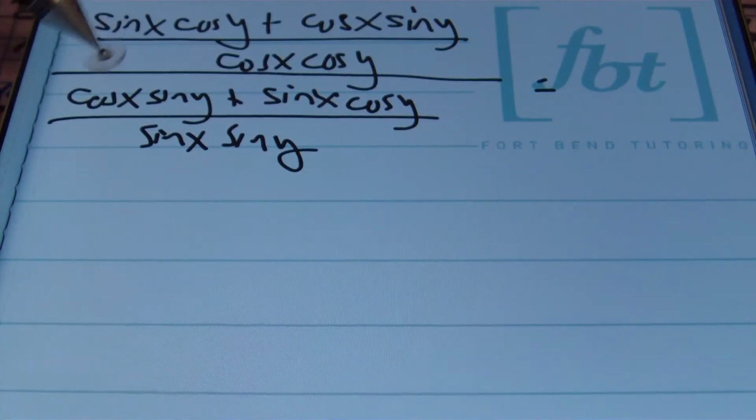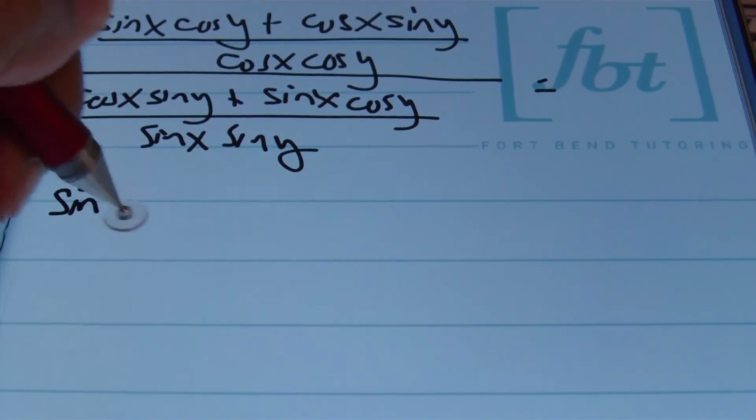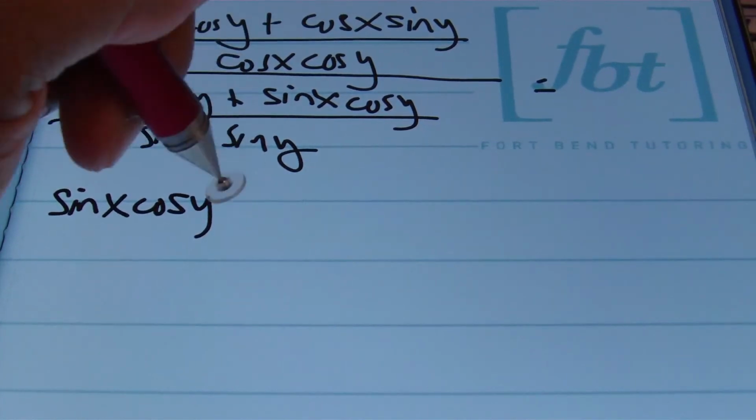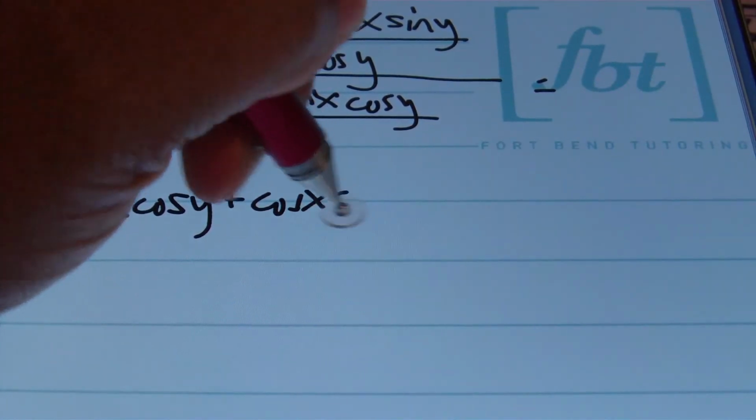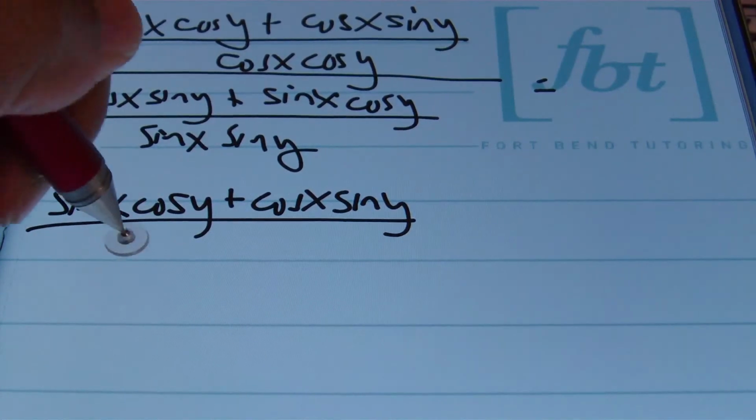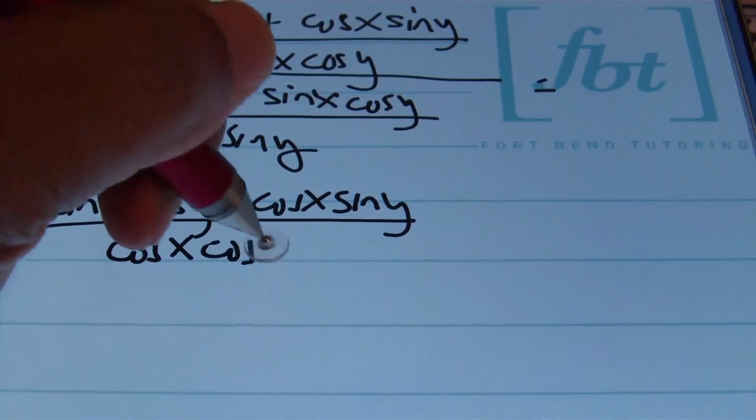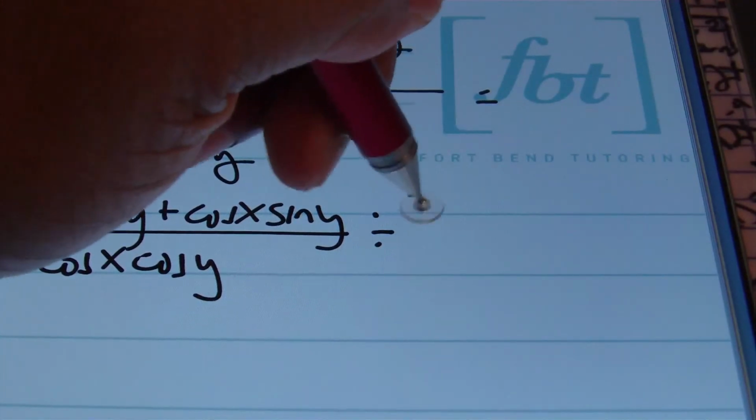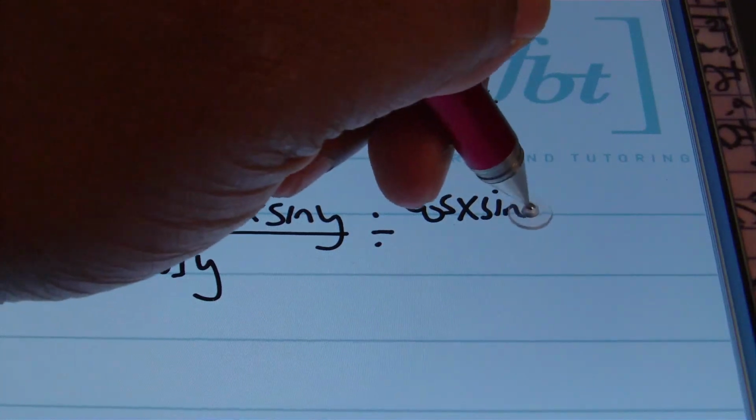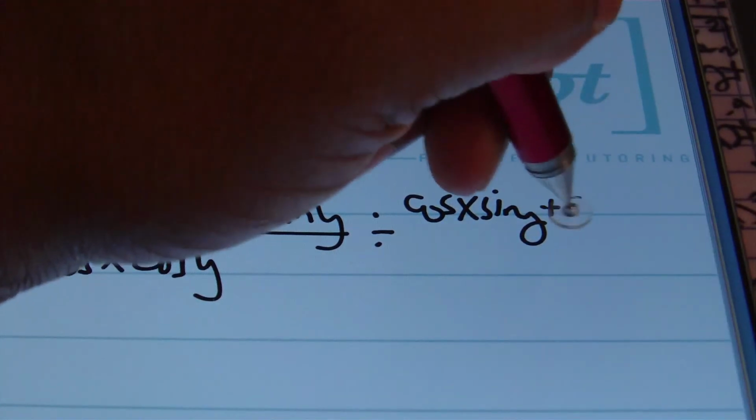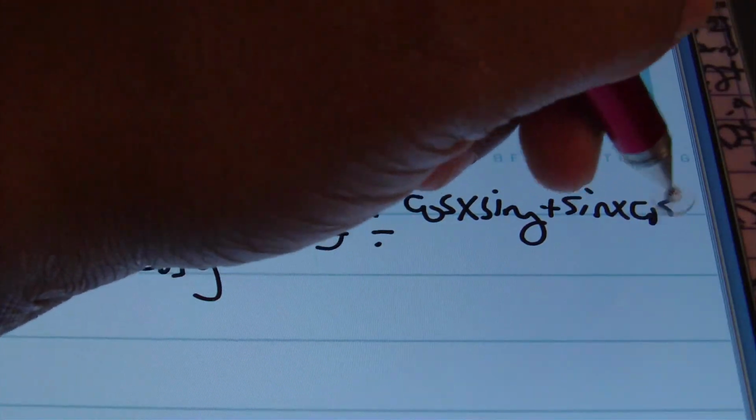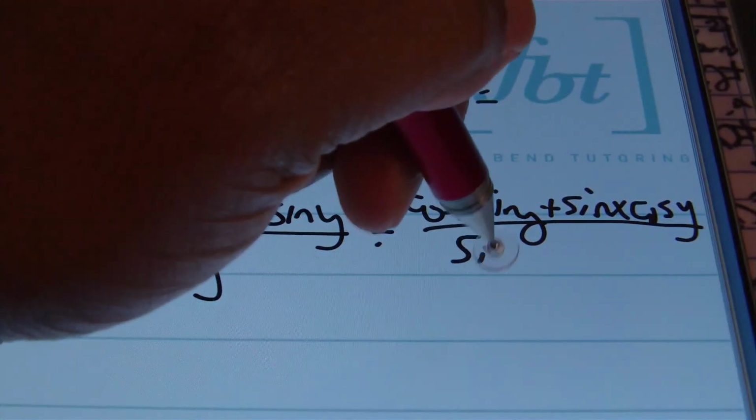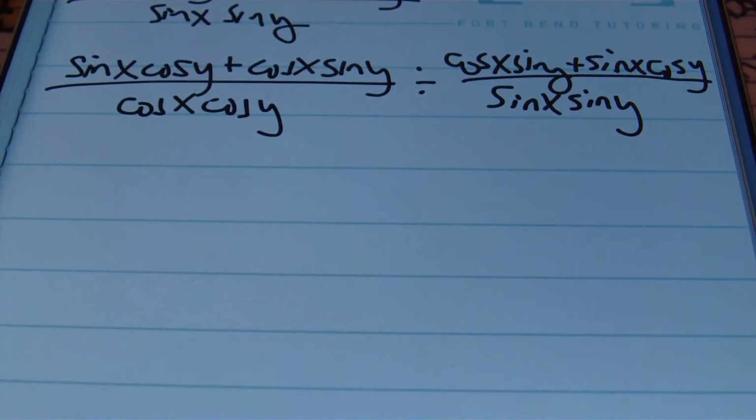Okay, so now rewriting this rational expression as a division problem, you'll have sine x cosine y plus cosine x sine y all over cosine x cosine y, divided by the denominator here, which is going to be cosine x sine y plus sine x cosine y all over sine x sine y. All right, so this is what we have going on here.